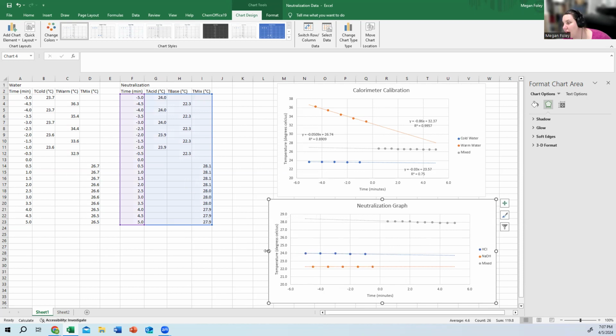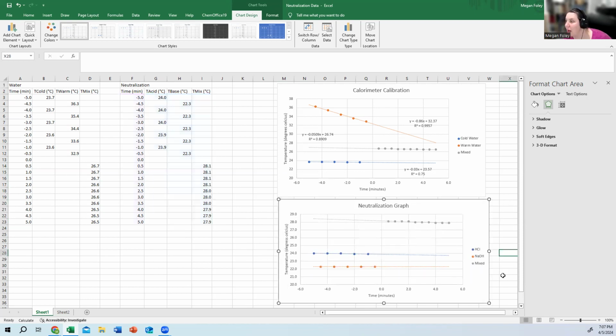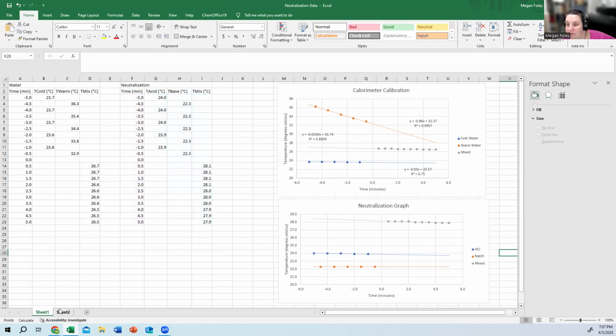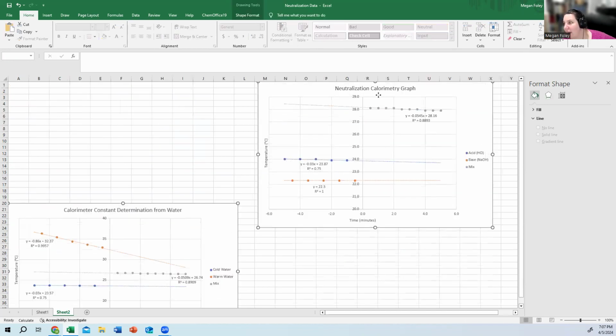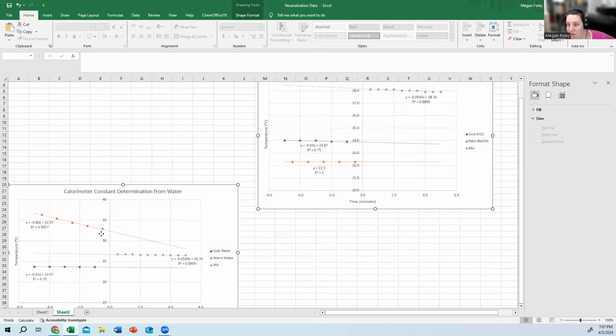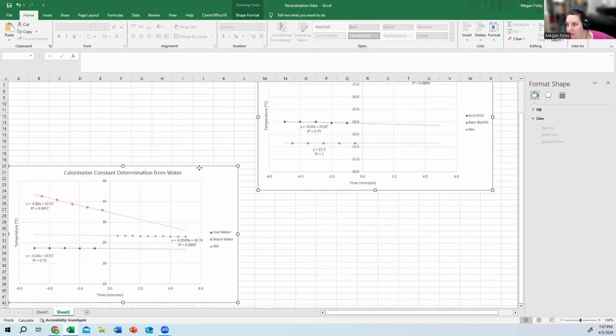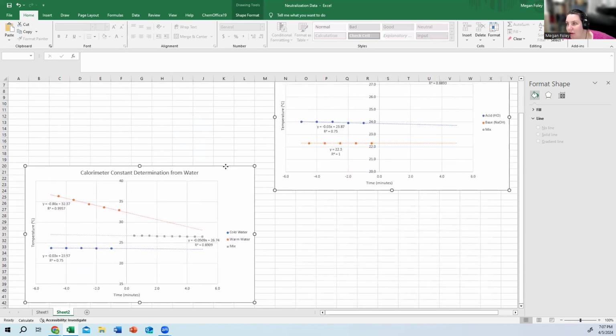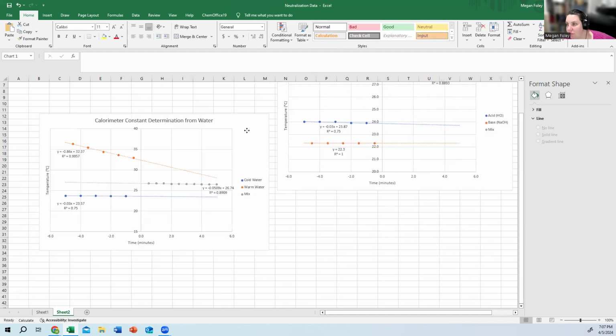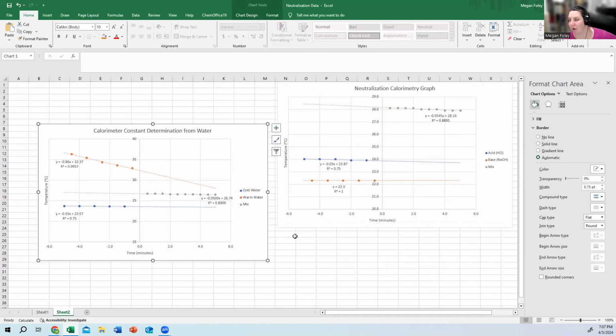So those are our two graphs. Same size, that works. Again, before I had left those in there like that, and that should be fine. This is just an example from last semester. So you can do it either way, whichever one you like better.